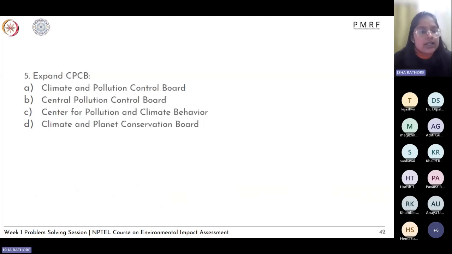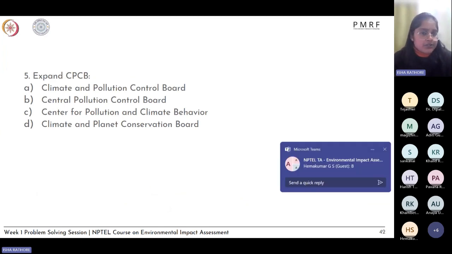Moving on to the next question, expand CPCB. Is it A, Climate and Pollution Control Board, B, Central Pollution Control Board, C, Center for Pollution and Climate Behavior, or D, Climate and Planet Conservation Board? Okay, so we have a lot of A's, we have B's also. Okay, so again, abbreviations are important. What is the full form of these shorthand versions of organization names? Okay, we also have a C. Somebody can say a D also. We'll have all the answers then.